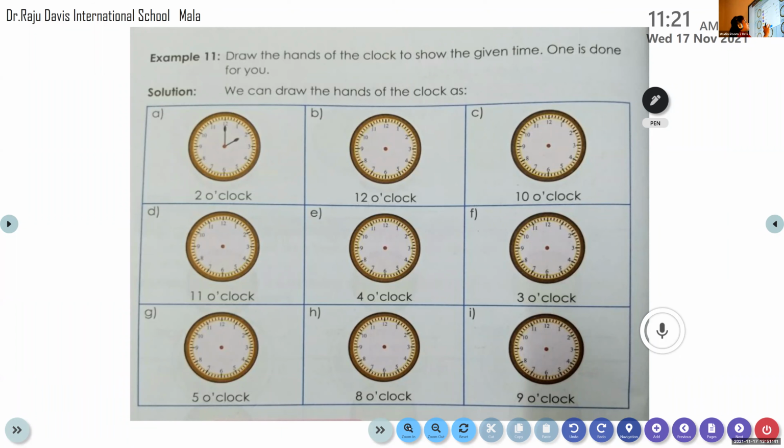So what we have to do is draw the hands, and the time is given there, isn't it? The first one is 2 o'clock. For the 2 o'clock, the hands are already given. Textbook page number 12. Please take your pencil.